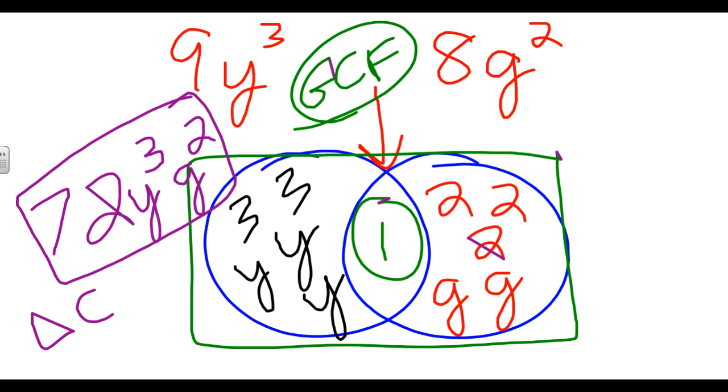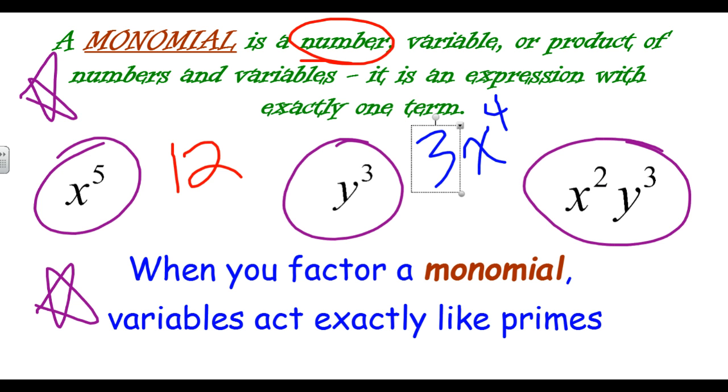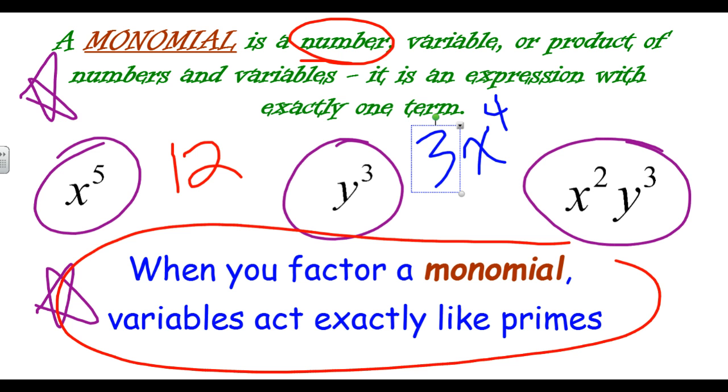So again, when we're finding the GCF and the LCM of monomials, which are just expressions that have no addition and subtraction, just multiplication and numbers and variables, we do it exactly like we do with numbers, except we have some variables, and in those monomials, the variables act exactly like primes, so you can put them in the Venn diagram or select them from the prime factorizations exactly like you do numerical primes.